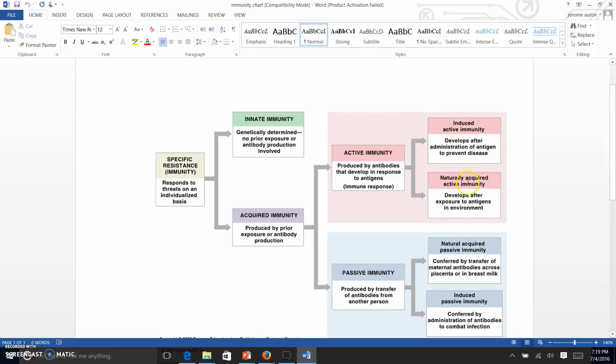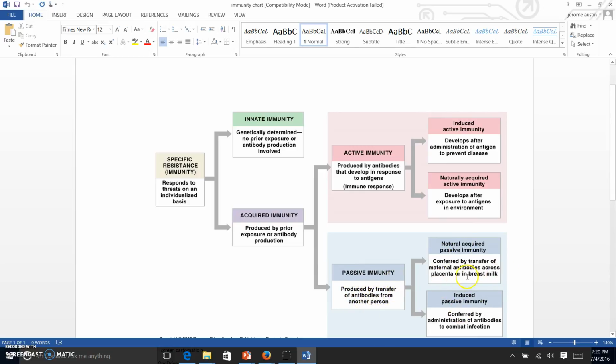So naturally acquired means we actually get the sickness and we develop our antibodies to it. Induced active means that we get a vaccine that causes our body to make the antibodies because it thinks we're infected. Now, passive, again, we're not making the antibodies, we are receiving them.